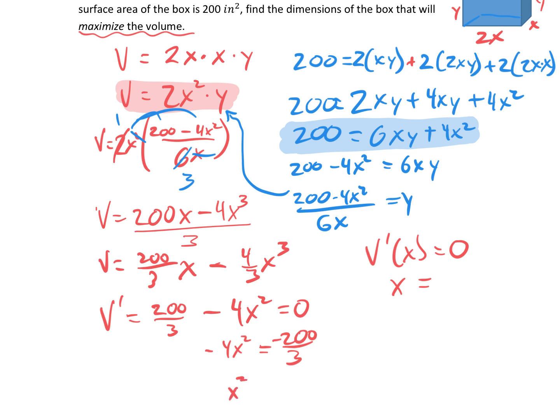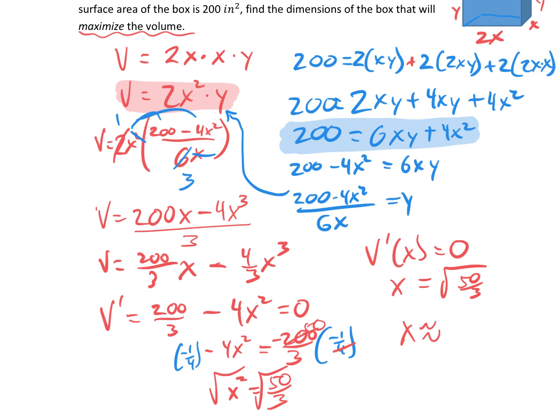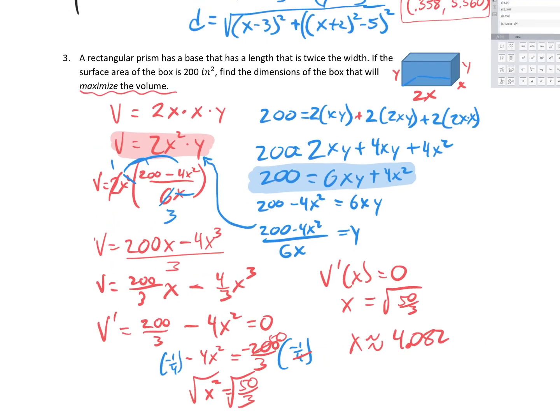And so x squared equals, if you divide by negative 4, you're going to get, let's write it like this, negative 1/4, the same as dividing by 4. Okay. And that's going to leave us with, cancel those out, that'll be 50, so we'll have 50 thirds. And we'll take the square root, and we got our answer. Getting our calculator out for this, we get about 4.082. All right. So that is x.